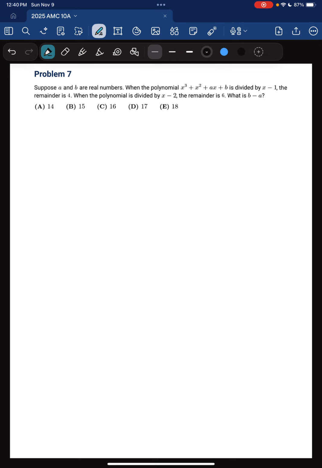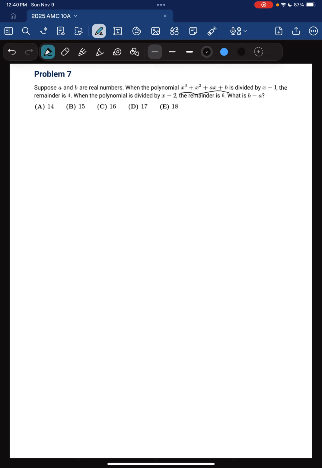So basically, the key to knowing this is the remainder theorem, or just thinking about it, right? If this polynomial is divisible by x minus 1, what that means is that when you plug in x equals 1, then x cubed plus x squared plus ax plus b is going to equal 0. But since the remainder is 4 in this case, it's going to equal 4. Well, not necessarily, but for this problem we can set it to equal 4, right?